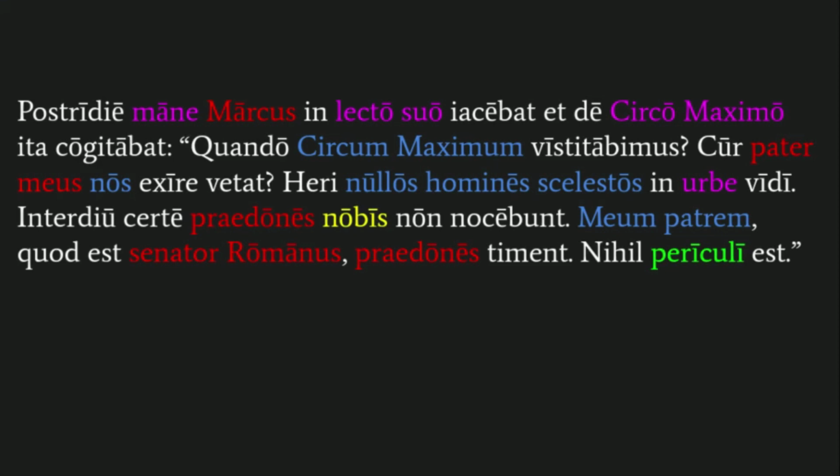Then we have postridie mane Marcus in lecto suo iacebat et de Circo Maximo ita cogitabat. So you have this idea of on the following day, right? Postridie, early in the morning, Marcus iacebat, he was lying in his own bed, in lecto suo. So early in the morning, Marcus is lying in his bed, and de Circo Maximo ita cogitabat. He was thinking, cogitabat, about the Circus Maximus. And he was thinking these thoughts, is kind of the idea. And he says, quando Circum Maximum visitabimus, when, right? When will we visit? Visitabimus is future tense. When will we visit the Circus Maximus?